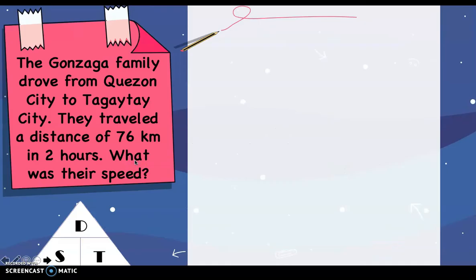Now let's go back to our story problem. So we have here the Gonzaga family drove from Quezon City to Tagaytay City, and they traveled a distance of 76 kilometers in 2 hours. What was their speed? So let's write first the given. For the speed, that's the missing. Distance is 76 kilometers and the time is 2 hours. And we write the formula for the speed, which is distance divided by time.